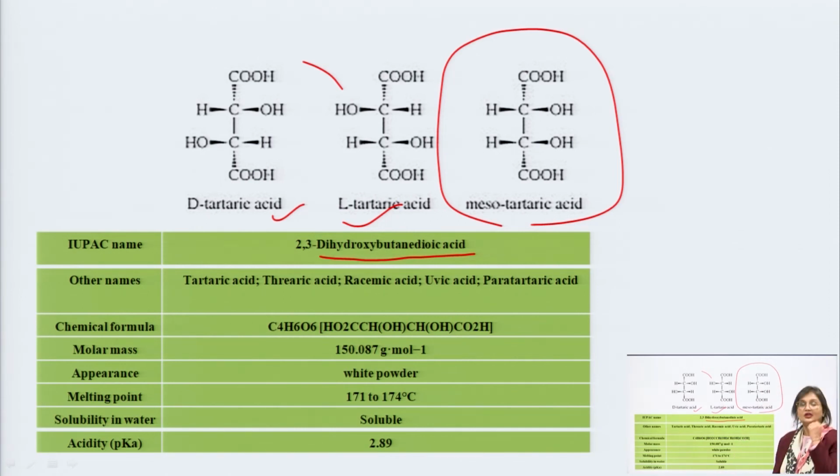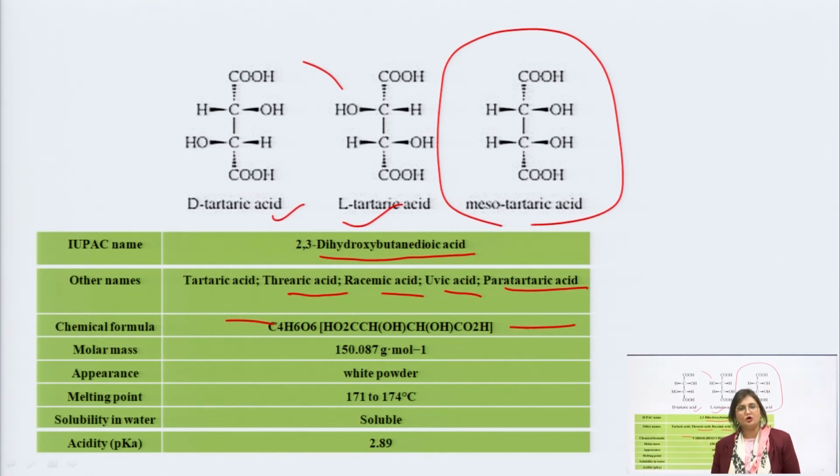2,3-dihydroxybutanedioic acid. Tartaric acid is also known as threaric acid, racemic acid, uvic acid and para-tartaric acid. These are the various names of tartaric acid. This is the chemical formula of tartaric acid. It has a molar mass of 150.087 grams per mole. It is a white powder.